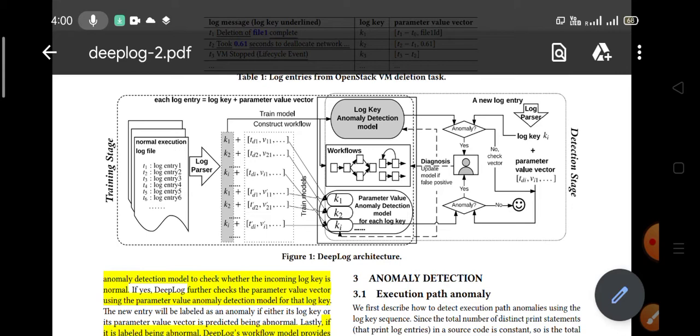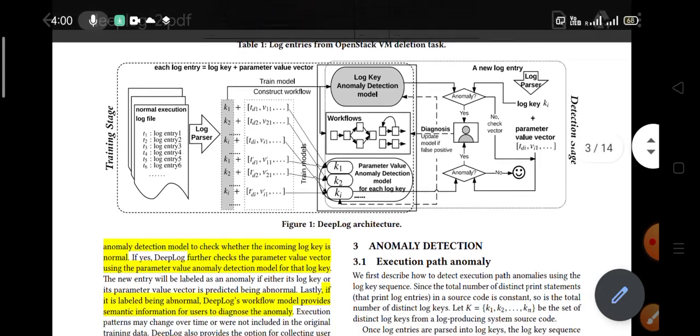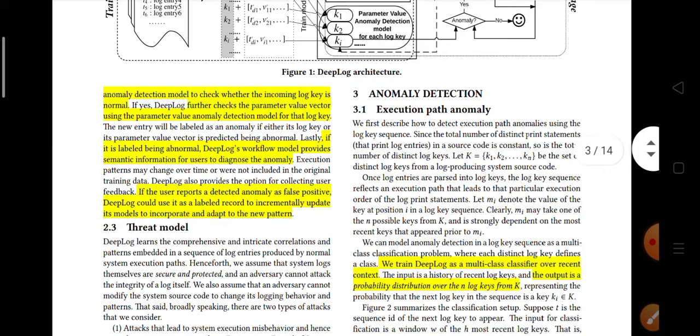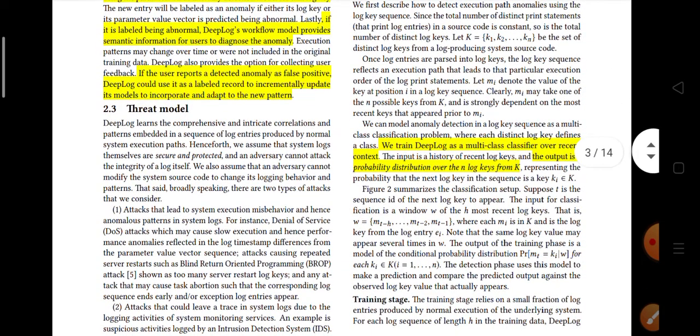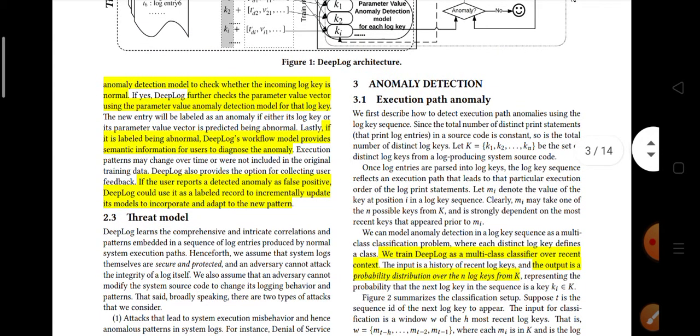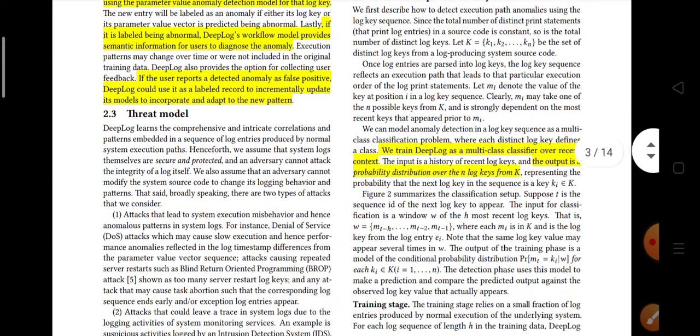So this is the architecture, and these are all mentioned in these paragraphs, how it's working. As I said, the threat model I'm not discussing, because it's saying something about some protection in your system file. Here it's anomaly detection, how the anomaly detection execution path works.